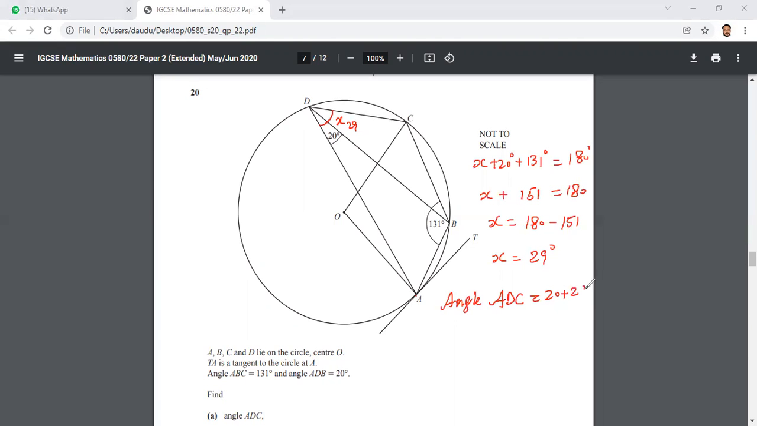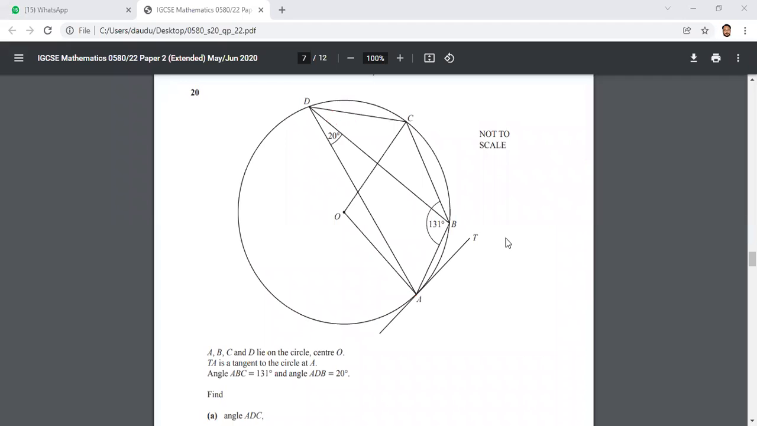29, or 20 plus 29, which gives us 49. This is the first answer, part A. I hope you get it. Now we move on to the next. Next, what do they want from us? We see down.